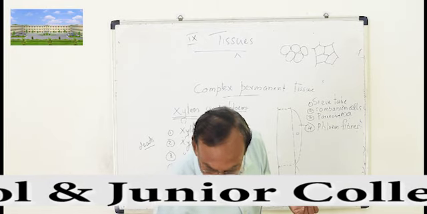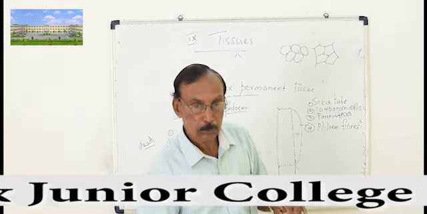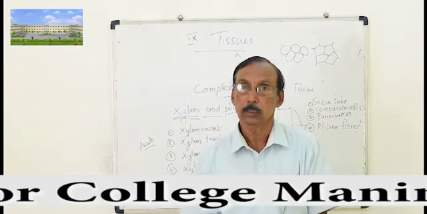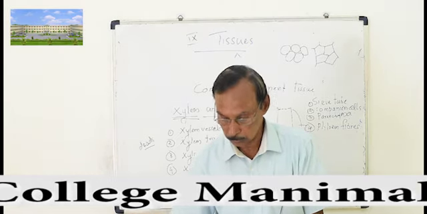So this is the end of the various tissues in plants. Next one is actually animal tissues. We will see that one later.